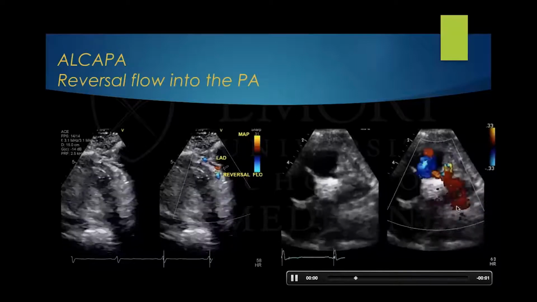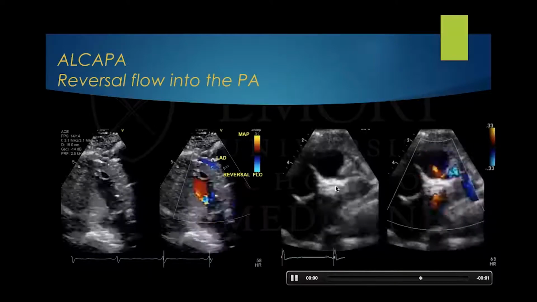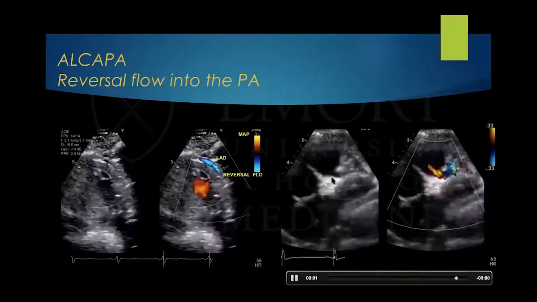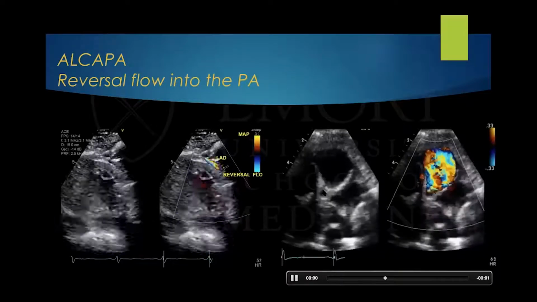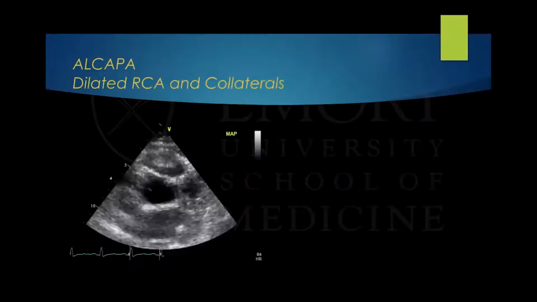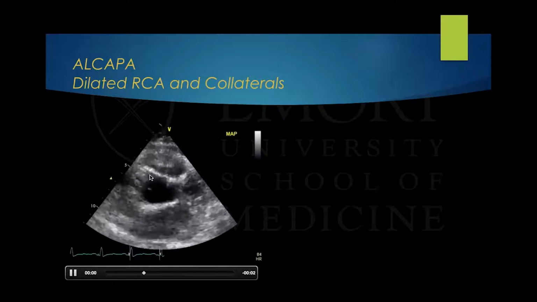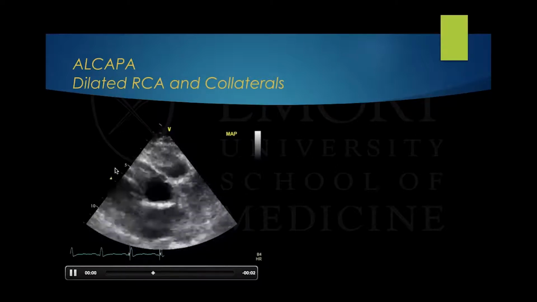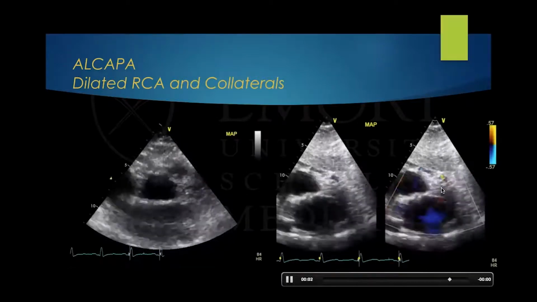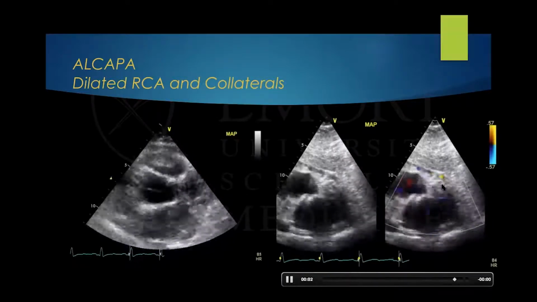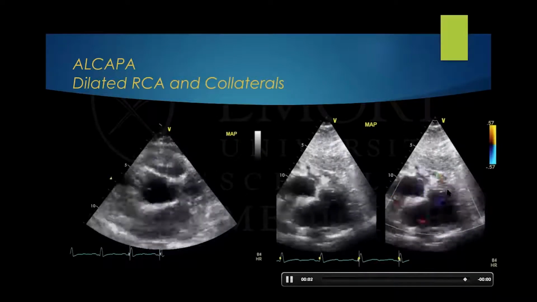So again, the reversal flow, and here this red is the flow into the PA. And you can see that the coronary is arising from the pulmonary artery and not from the aorta. Usually these cases have a very large right coronary, and the right coronary has a lot of collaterals that will be feeding that left anomalous coronary artery. You can see it here in the subcostal view, where you see all the collaterals along the RV free wall.